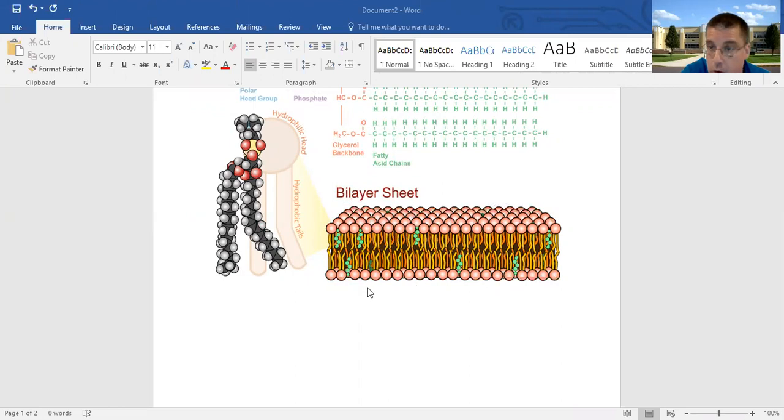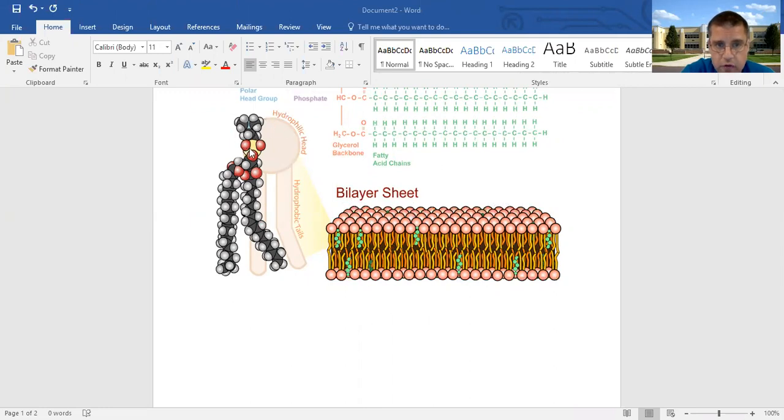So out here is polar. The red part is polar, can handle being in water. The interior region is nonpolar. Those tails, those fats that are nonpolar, hydrocarbon molecules.